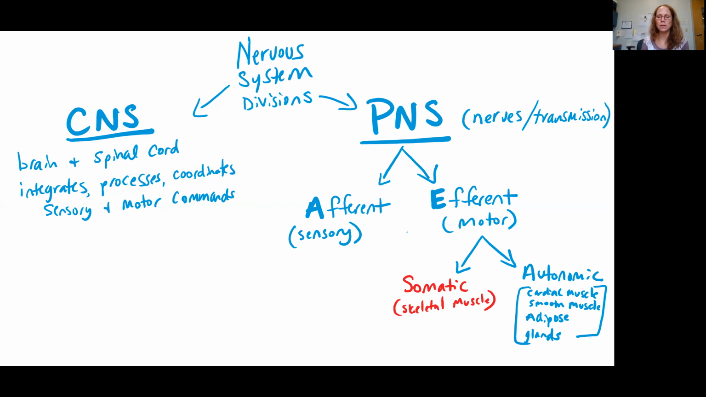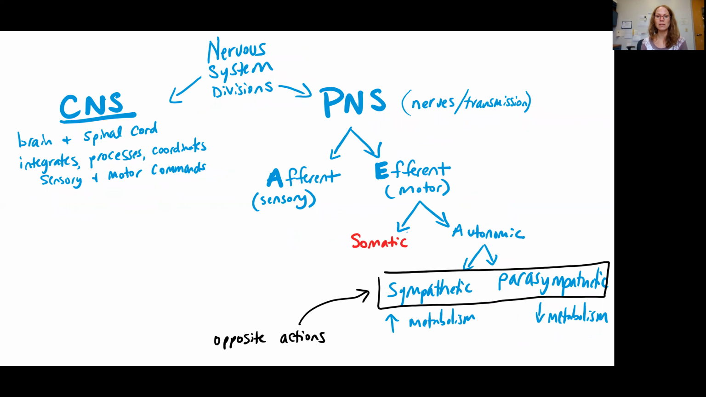It's a big list. Autonomic nervous system, this is the control of your guts, your internal organs, the stuff that you're not consciously aware of. The autonomic nervous system can be further divided based on kind of what it tells the tissue to do. So we have what's called the sympathetic and the parasympathetic divisions. These are opposites to each other. So if the sympathetic division increases metabolism, then the parasympathetic division is going to decrease metabolism. Sympathetic is what we typically think of as the fight or flight response, our stress response.